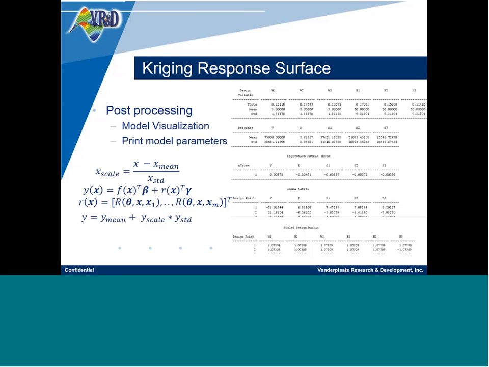And then the third table includes the information of the regression matrix data. And the next one prints the gamma matrix, which includes the coordination information in order to predict. And the last one is the scaled design matrix, which will be used to calculate the Rx matrix.